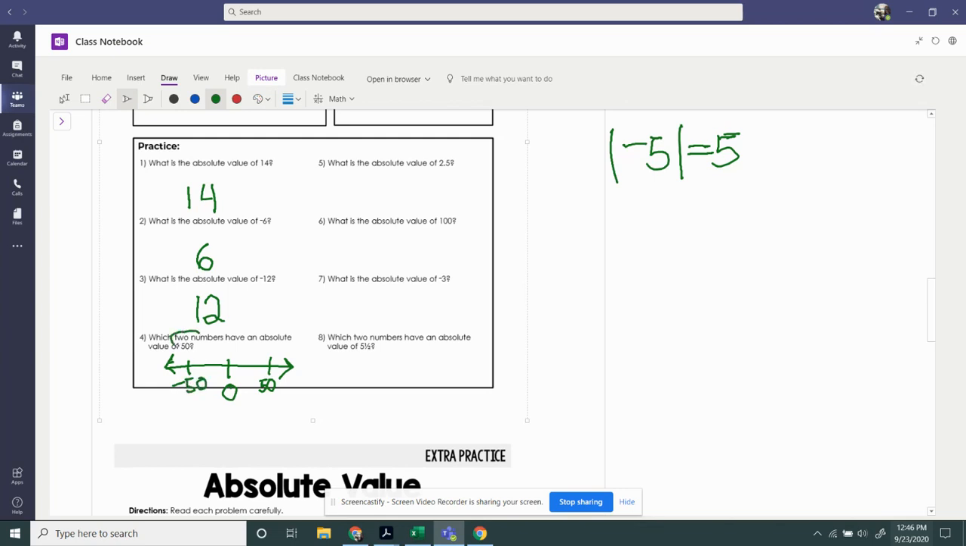So which two numbers have an absolute value of 50? As we see from the number line, both 50 and negative 50 have an absolute value of 50. So we have to put both of those answers: negative 50, comma, and 50. Both of those numbers have an absolute value of 50 because that is their distance from 0 on the number line. So take a minute and do the problems on the right side of the page, pause the video, and then come back.